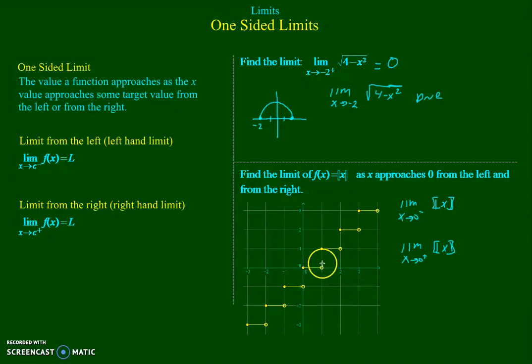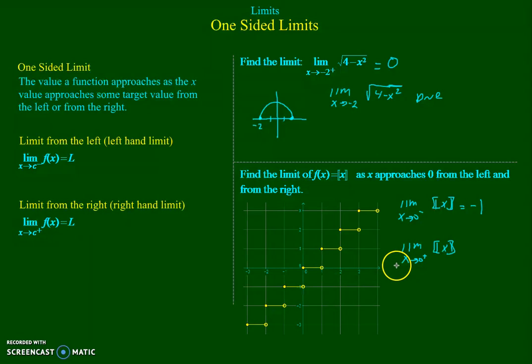All right, now let's take a look at what's happening. From the left, if we approach 0 from the left, we're coming all the way over here. As we get closer and closer, whenever we hit negative 0.5, we're sliding down to negative 1. Negative 0.1, we're sliding down to negative 1. So from the left, the limit is negative 1. It's always going to be negative 1 until we actually hit 0. At 0, it goes up to 0. So the limit from the left is going to be negative 1.